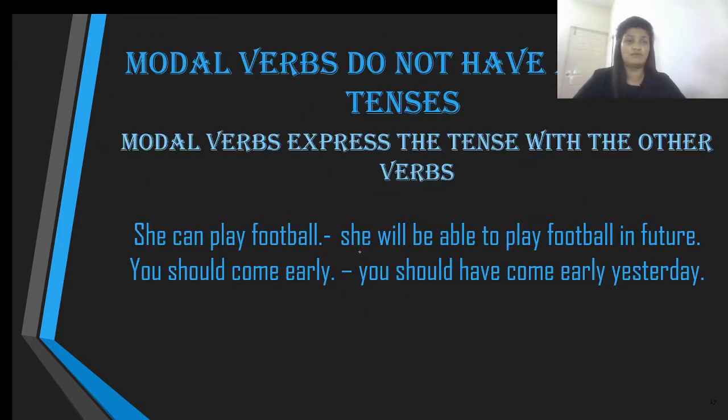Now let us proceed to the next part. That is, modal verbs do not have all the tenses. Certainly, they cannot be used in all the tenses that we use with main verbs.